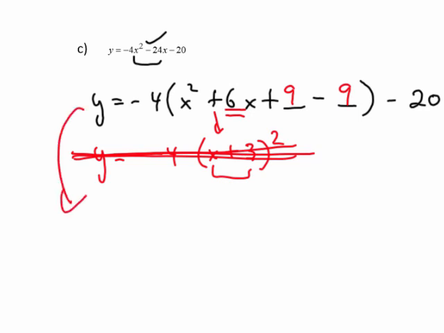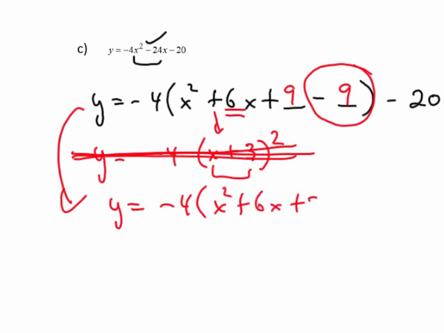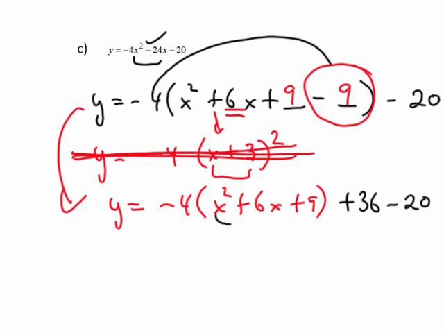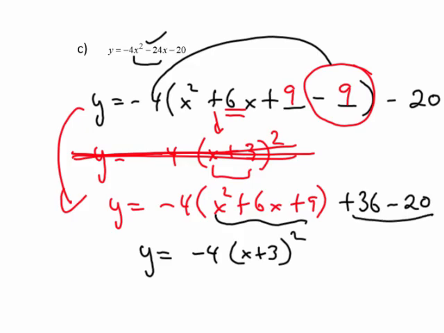So now I want to get this last number here out of the brackets, so I'm going to just write x squared plus 6x plus 9. And the last number would be negative 4 times negative 9, which is positive 36. And that factors perfectly. Perfect square. x plus 3 squared plus 16.